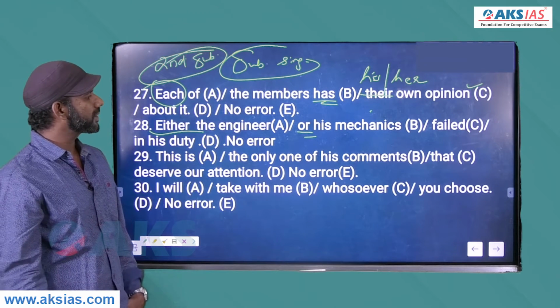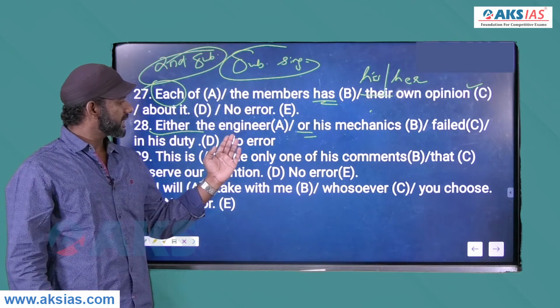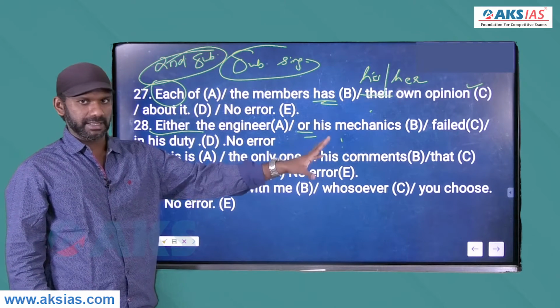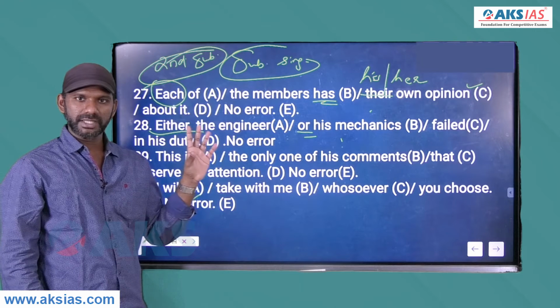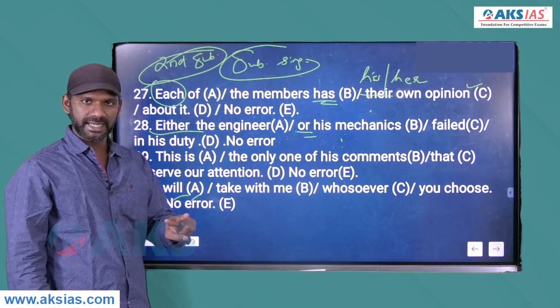Either the engineer or his mechanics. In this statement, we have two entities. One is the engineer, the other one is his mechanics. And the relationship between the two entities is shown using either or, so we need to focus only on the second subject.